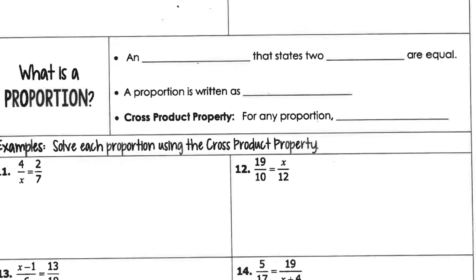We're going to look at what is a proportion. Okay, so a proportion is simply an equation that states 2 ratios are equal. A proportion is written as just 2 equal ratios. You have A to B equals X to Y. Okay, you've seen proportions before.